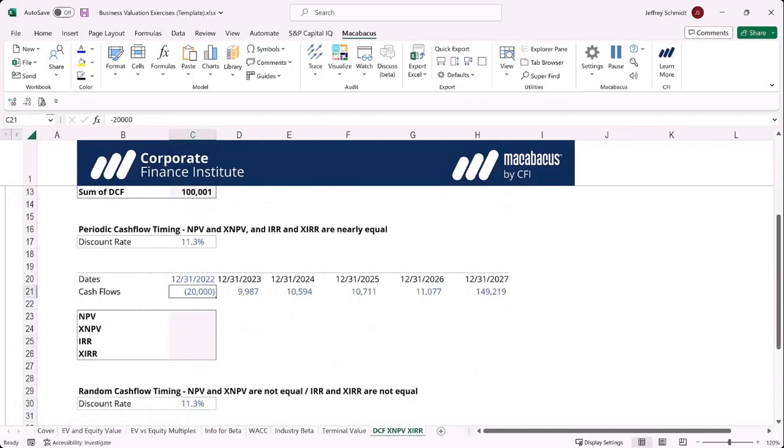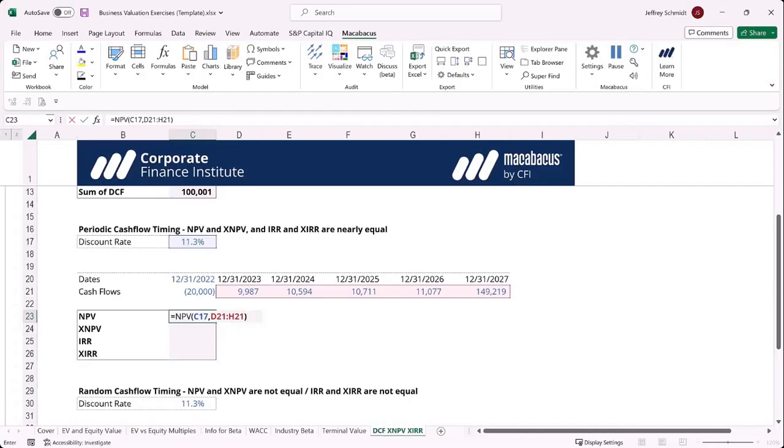Notice that the cash flows are still at the end of the year. We'll start with NPV. Since NPV discounts all cash flows, we must exclude that first cash flow from the actual NPV function. Again, we are assuming the $20,000 cash outflow happens today at time 0. We'll do equals NPV. First argument is your discount rate. Then we will select the range of cash flows, but we need to account for that initial cash outflow.